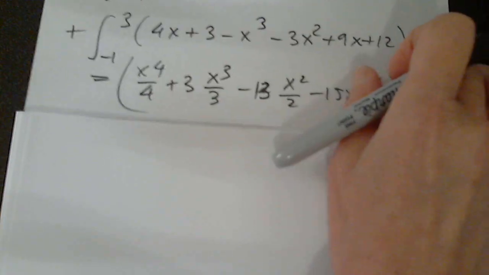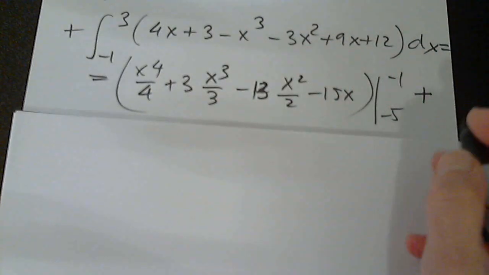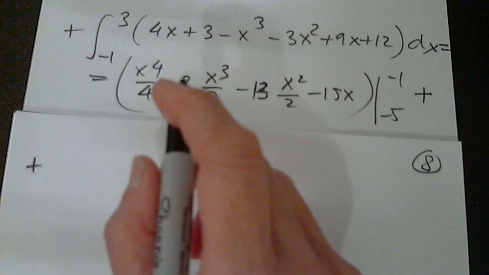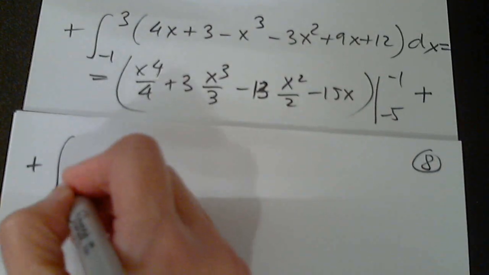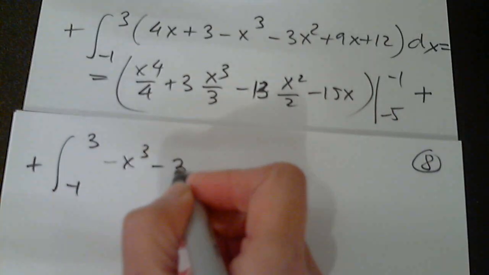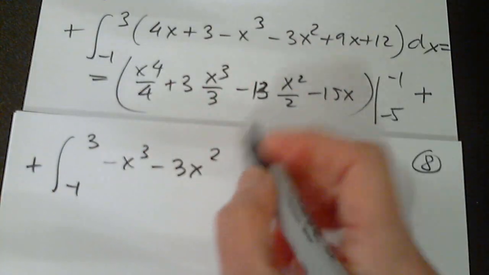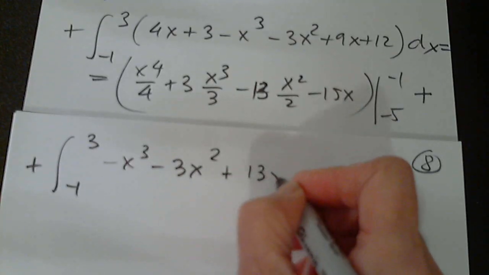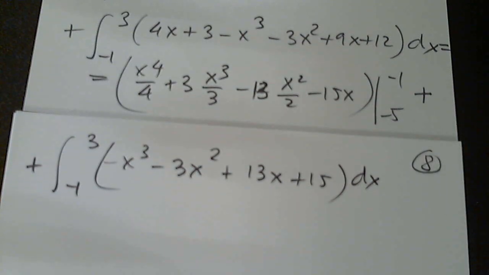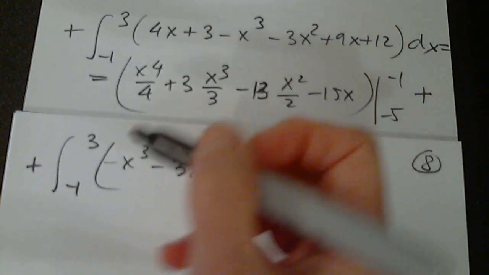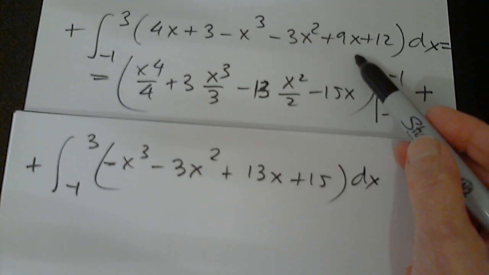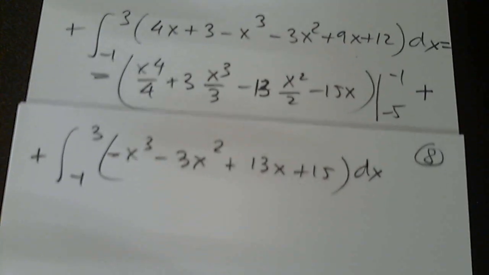As you see, the repetition in all of these. Plus. Let me write it first, -1 to 3, and we have negative x cubed minus 3x squared plus 13x and plus 15 dx. So in the correct order, descending order, this, and then positive 13, and then positive 15. Same thing.